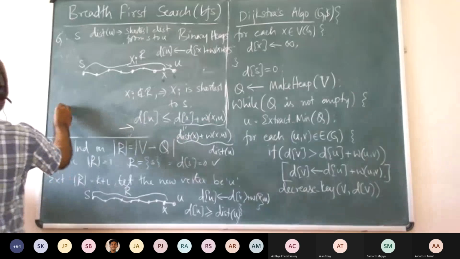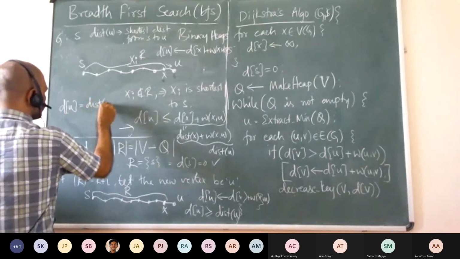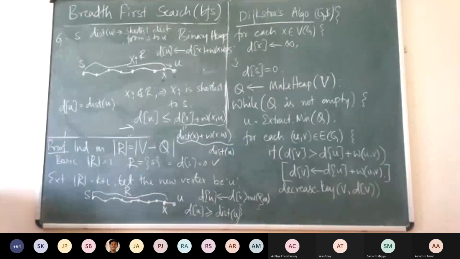Which means that the distance to u is equal to whatever we get in the algorithm. So whatever d of u we got in the algorithm is equal to the weight of the shortest path from s to u, right? Is this fine?